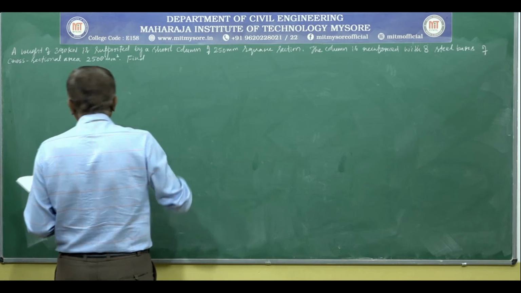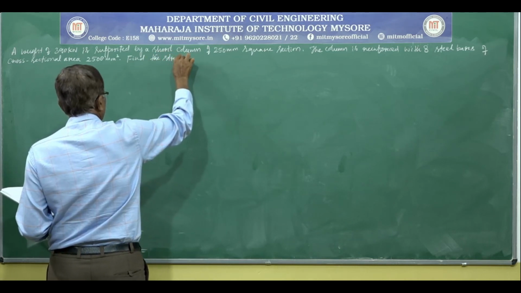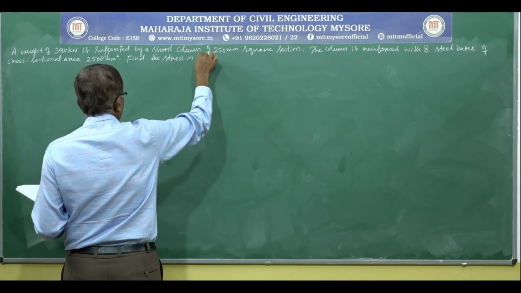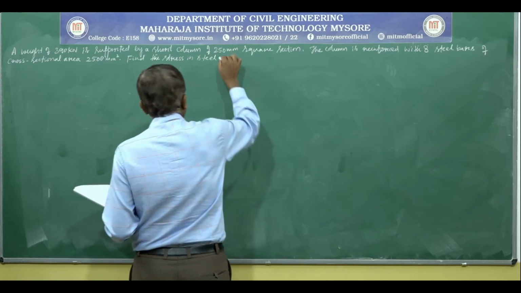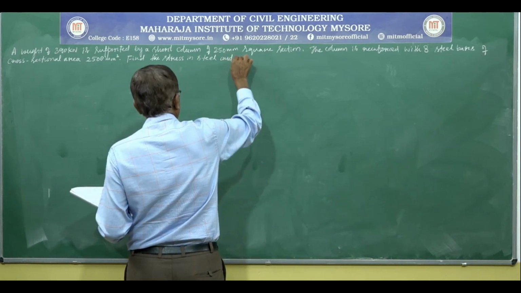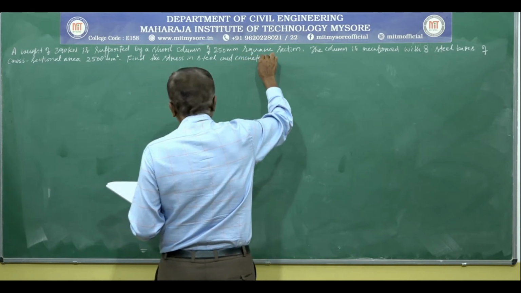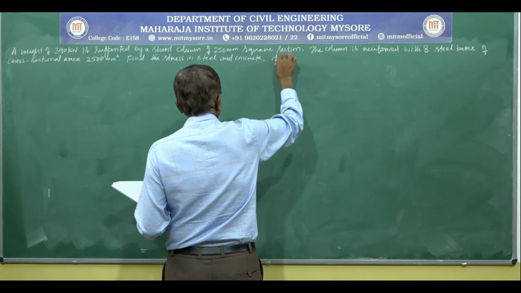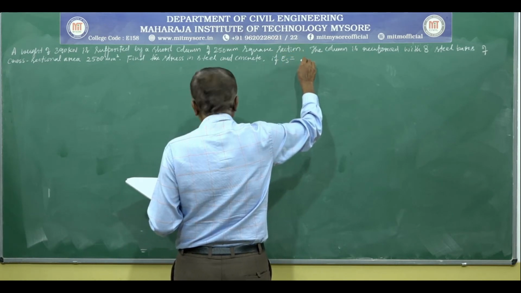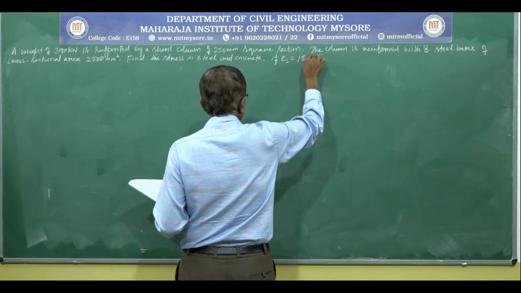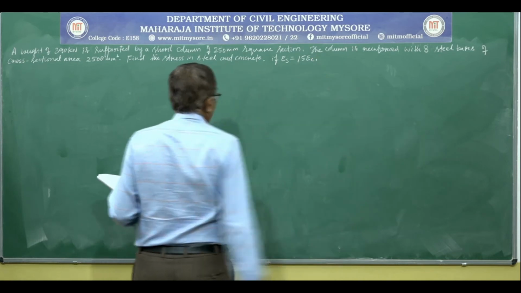Find the stress in steel and concrete if Young's modulus of steel is equal to 15 times Young's modulus of concrete.